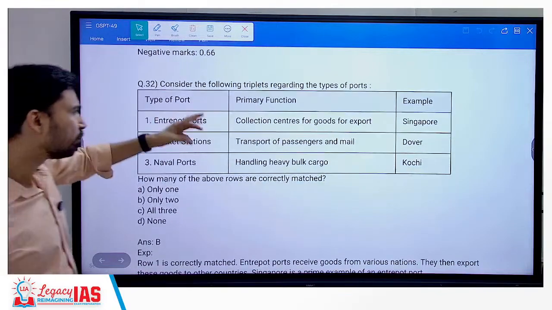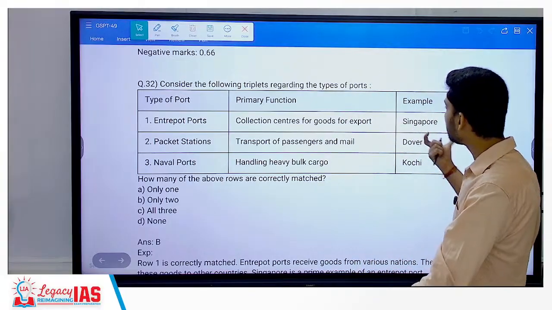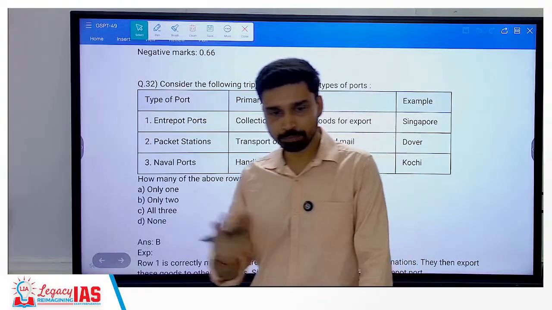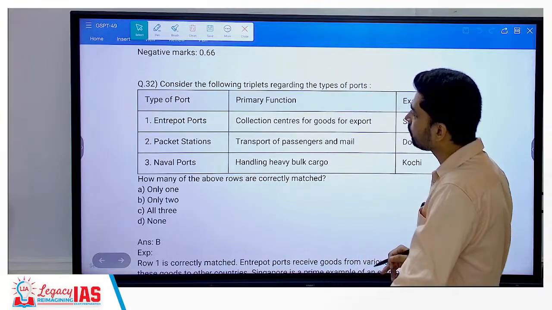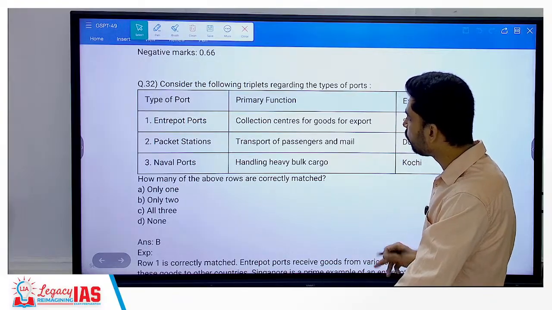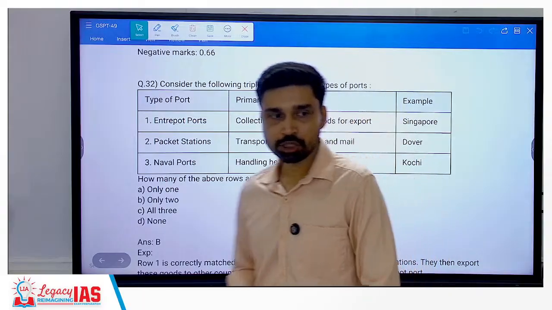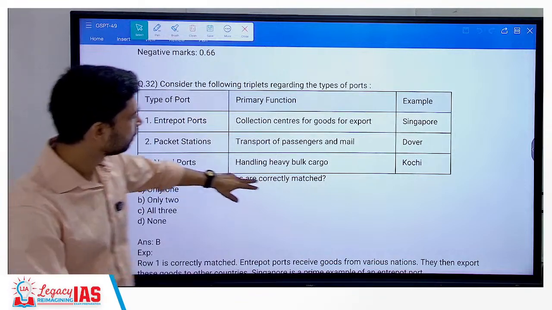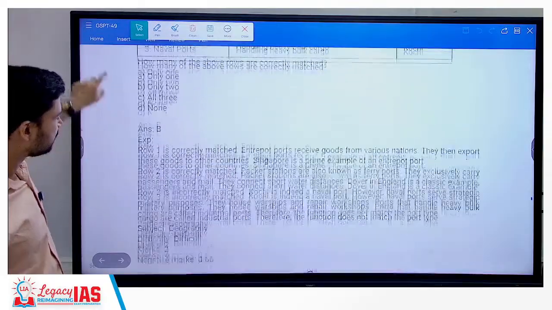Then definition of port, simply in NCERT definitions are given. Entrepot port, what do we have? Collection center for goods for export. Example is Singapore. They basically collect goods from different places and again send them somewhere else. Packet stations, transport of passengers and mail in Dover. That is also correct. Naval ports handling high bulk cargo, Kochi. That is not correct. Naval port means largely associated with shipbuilding activities or naval activities. Kochi is an example of a naval port, but it is not for handling bulk cargo. So B, only two statements are correct.